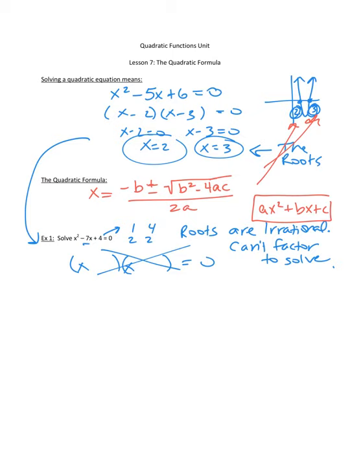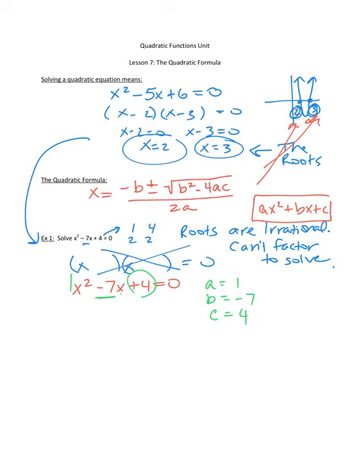So I'll walk you through it. In this example, we would have the equation x squared minus 7x plus 4 equal to 0. I would first want to identify what are my a, b, and c values. So a is 1, because that's the coefficient of x squared. B is negative 7, because that's the coefficient of x. And c is 4, that's the constant.